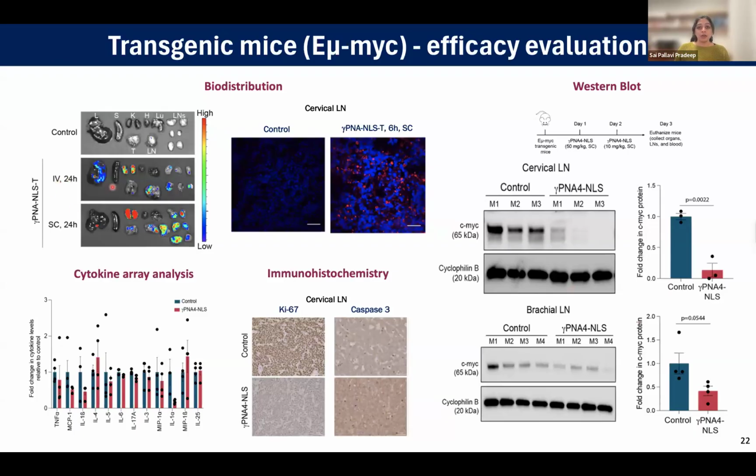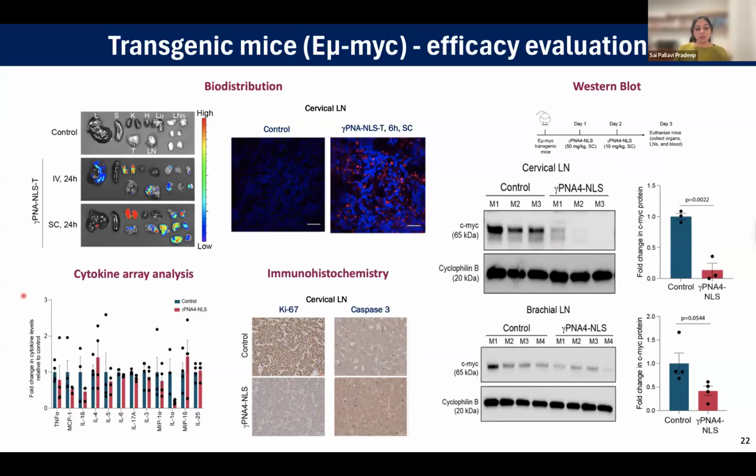So we first looked at two different dosing schemes, that is IV and sub-Q, and we saw that with the sub-Q dosing, there was better accumulation of these constructs in the lymph nodes, which can be seen in the cryosectioning as well. So we did a short-term study over here where we just treated the mice, and then we would sacrifice them after a particular period of time. And then we looked at Western blot analysis, where you can see that the protein levels are much lower in the treated group. Similarly, in the cervical lymph nodes, we saw that Ki67 was reduced as well as caspase was increased.